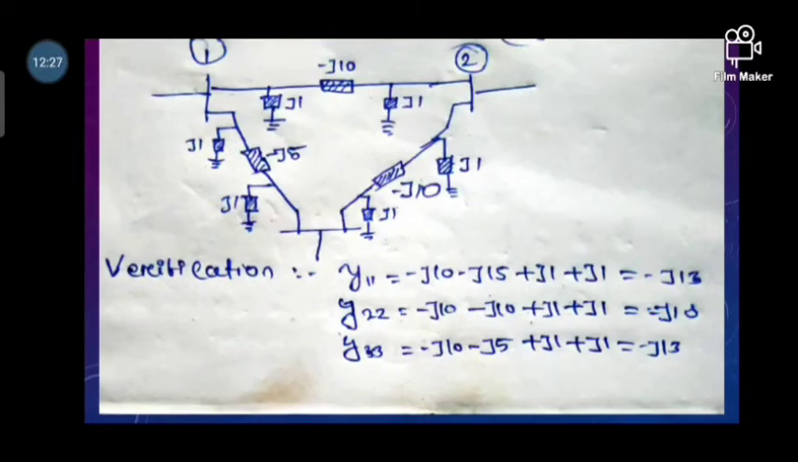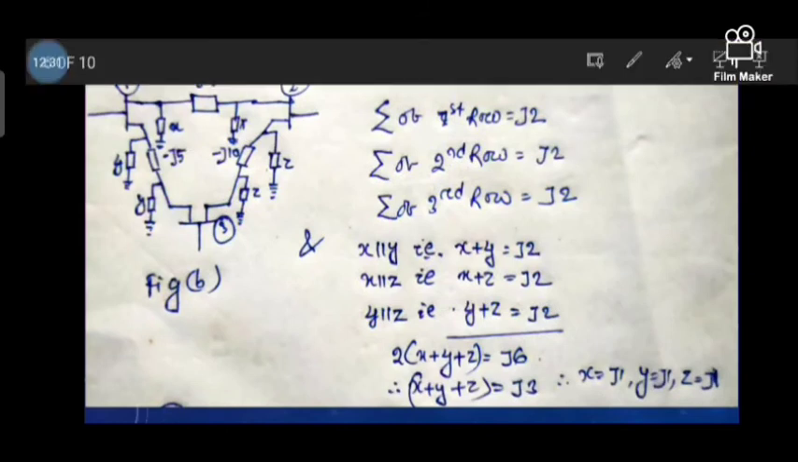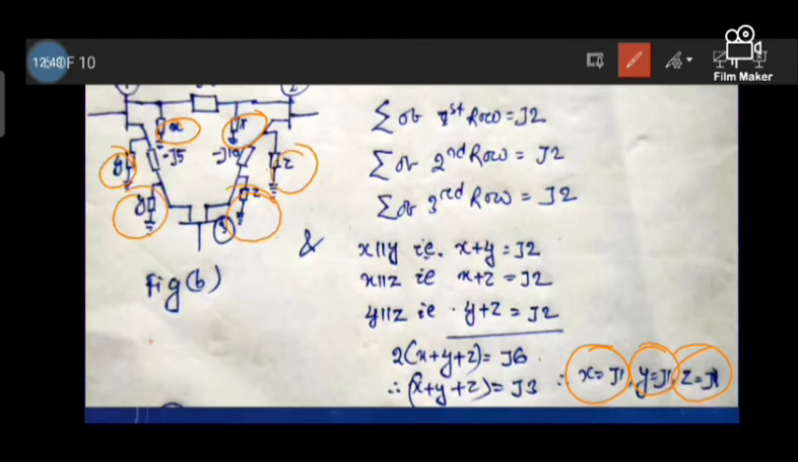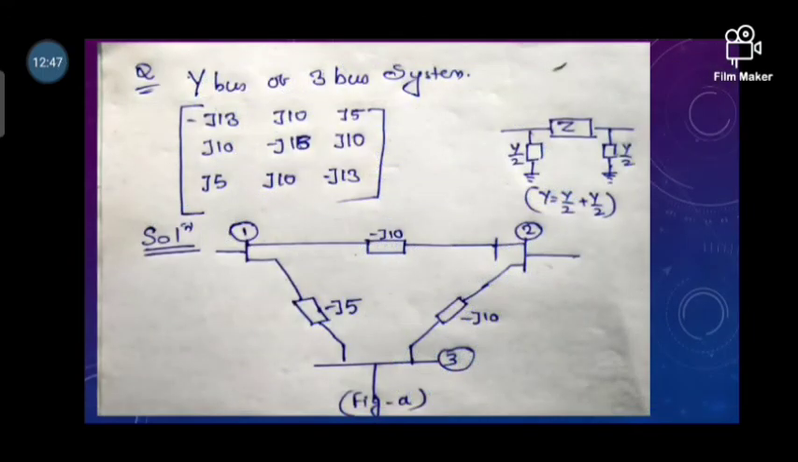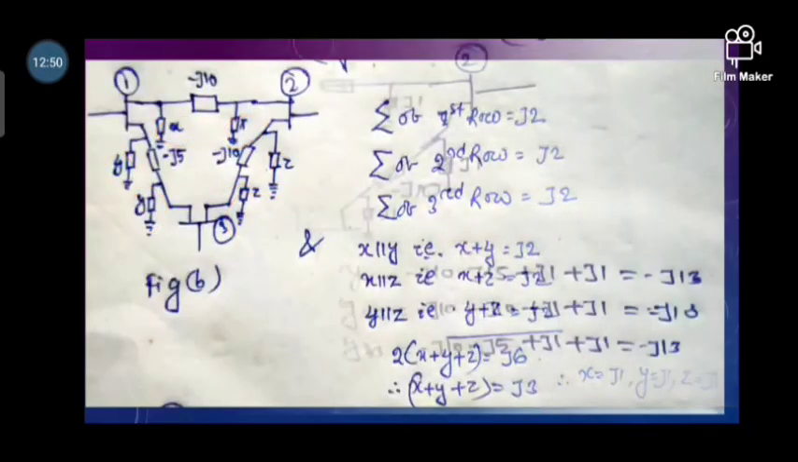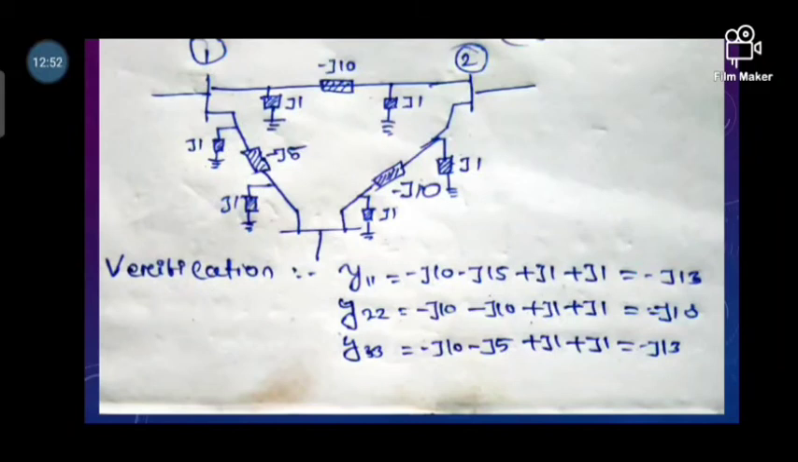So this is your verification of that. We have got all those parameters, x, y, z, and put here the parameter x, that is j1. This is j1, this is also j1, this is also j1. Those are shunt parameters. So we have already found that, but we need to verify whether this is correct or not.